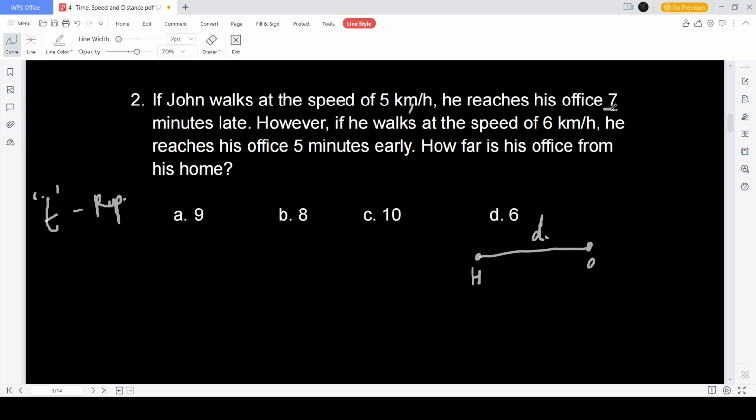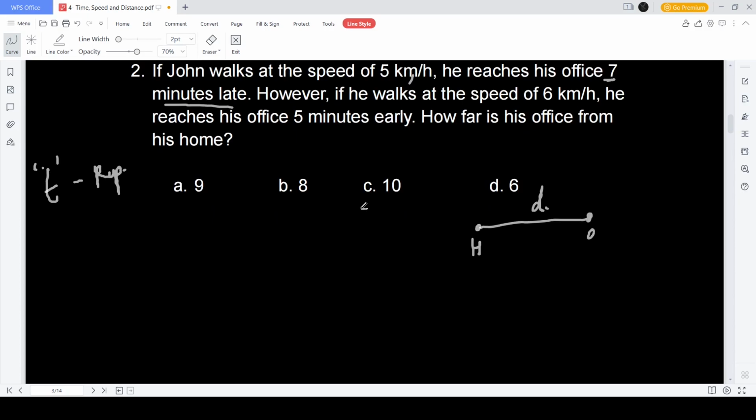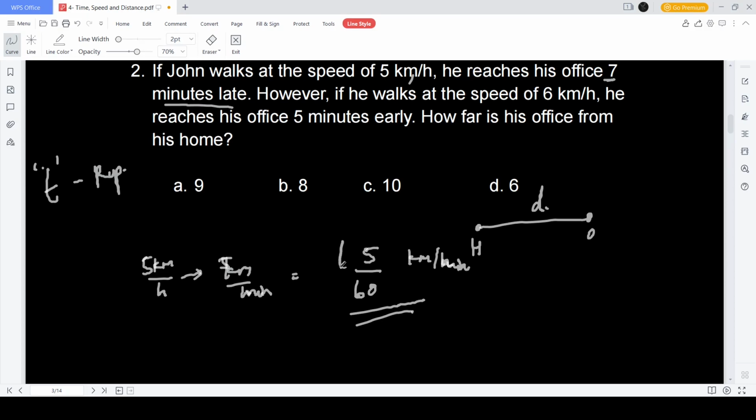Now see, if he walks at a speed of 5 km per hour, first we'll convert it into minutes because we are 7 minutes late. So to avoid any confusion, let's convert 5 km per hour into kilometer per minute. To do this we simply have to divide by 60. So it is 5 by 60 kilometer per minute, that is 1 by 12 kilometer per minute.